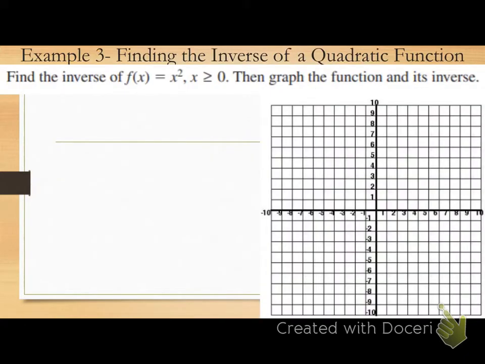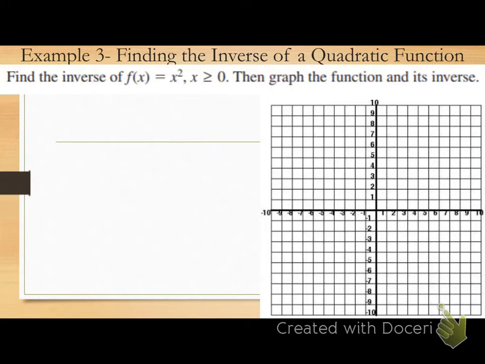Example 3. Finding the inverse of a quadratic function. So we have a quadratic. The biggest exponent is 2. That's how I know it's a quadratic. It says find the inverse of f of x equals x squared, where x is greater than or equal to 0. Then graph the function and its inverse. So here they are restricting my domain to just positive values. X is greater than or equal to 0. So I'm not going to have negative values for this function.